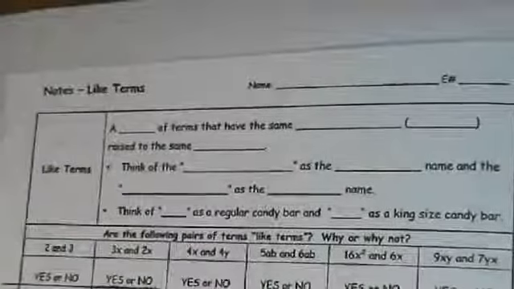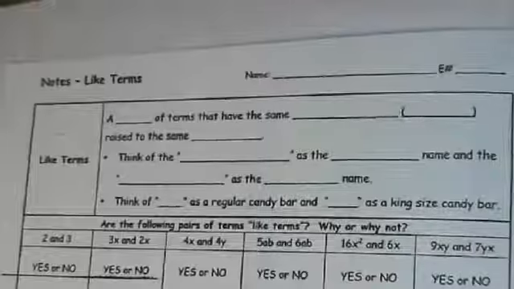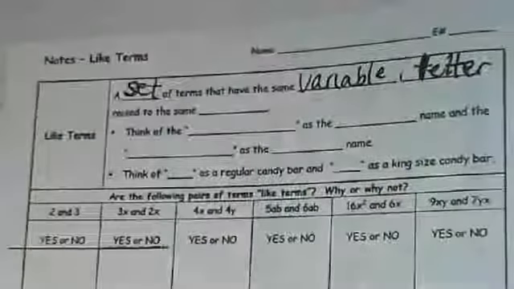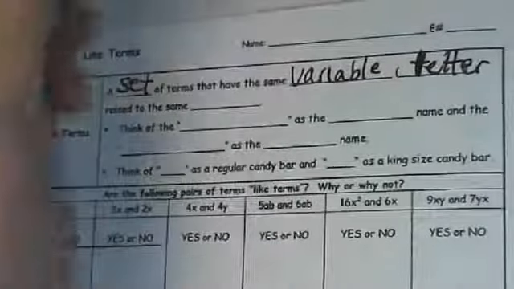Okay, so today we're going to be talking about like terms, and this should be, again, on page 63 in your notebook. Like terms are going to be a set of terms that have the same variable, so that means the variable is the letter, raised to the same power.